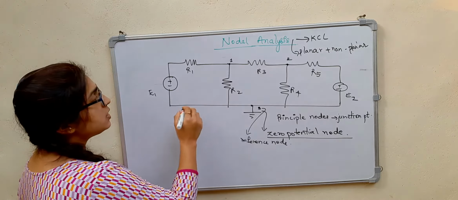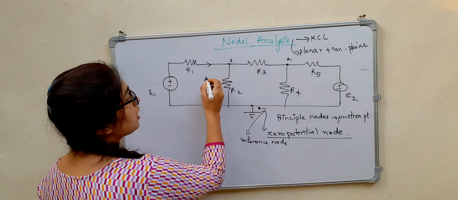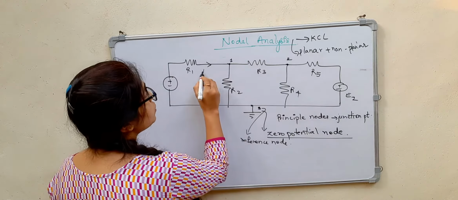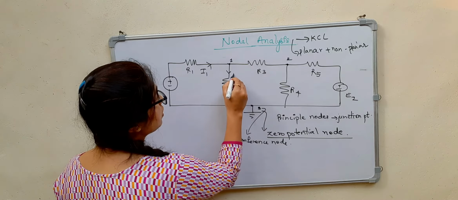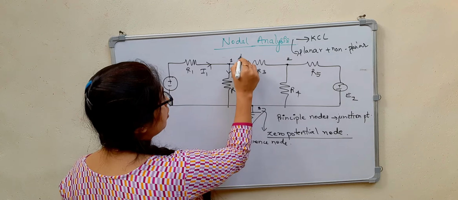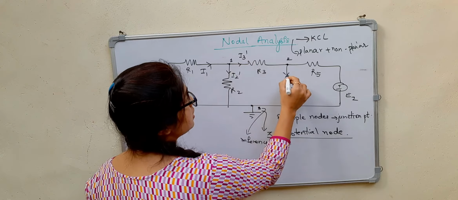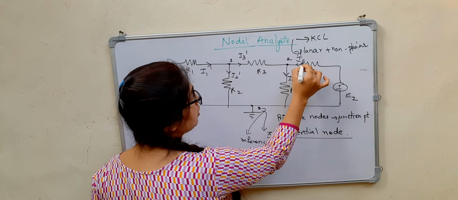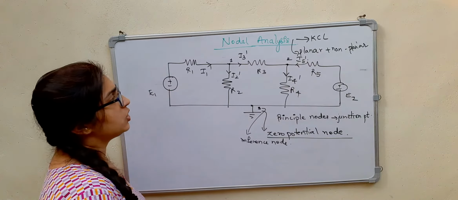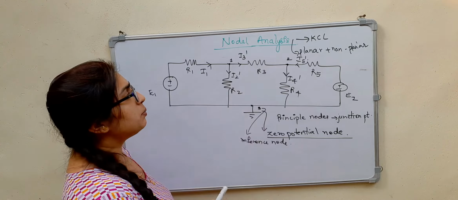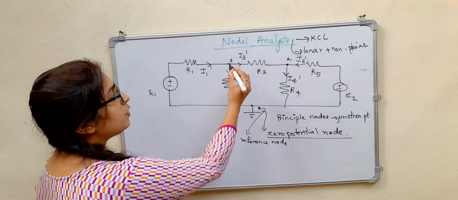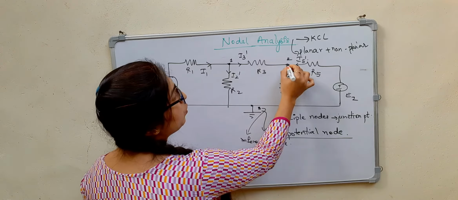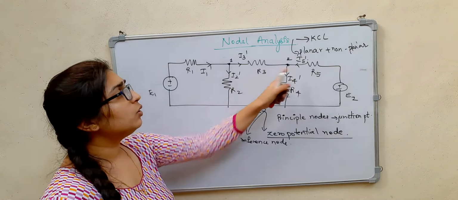Now we can consider the branch currents arbitrarily in any directions. I will consider this as I1 dash, I2 dash, I3 dash, this as I4 dash, and this as I5 dash. These are the branch currents now. We will be applying KCL at node 1 and node 2.